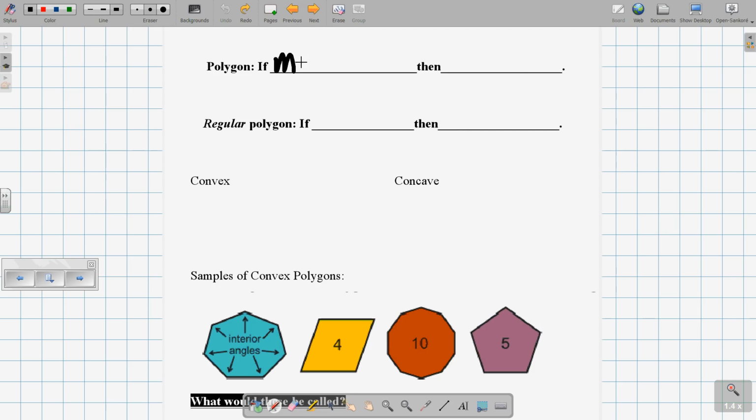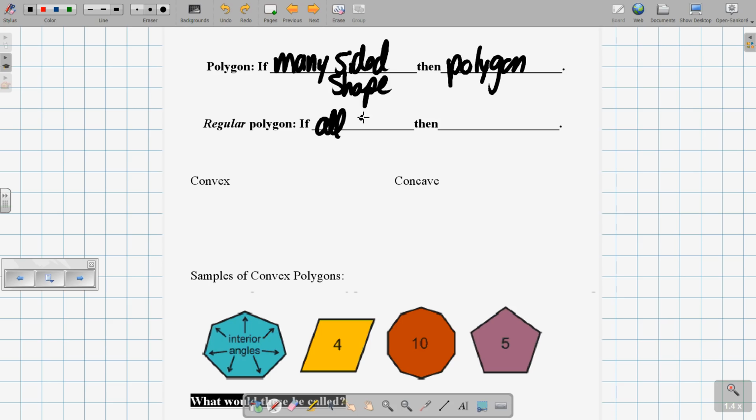Polygon: if you have a many-sided shape, then you have a polygon. A regular polygon is something that has all congruent angles, and by implication, if you have congruent angles, you also have congruent sides. It's very important you understand the difference between these two terms, convex and concave.